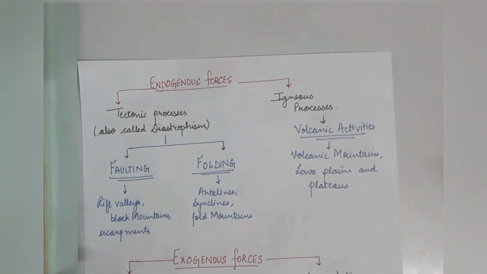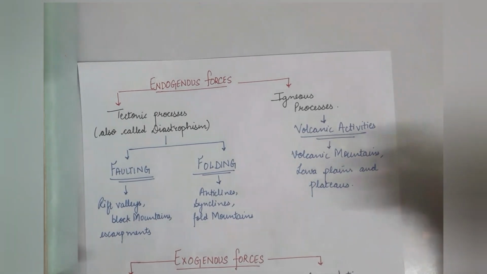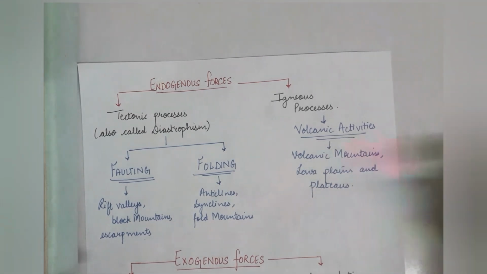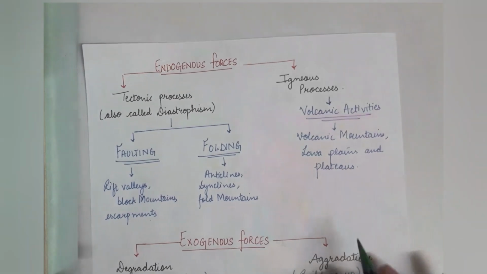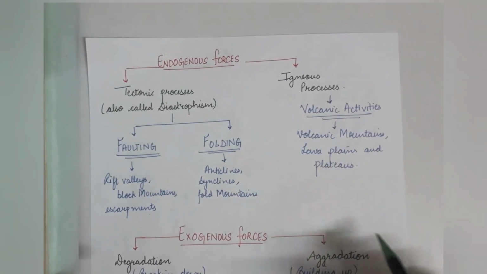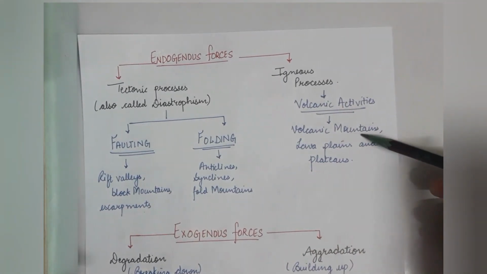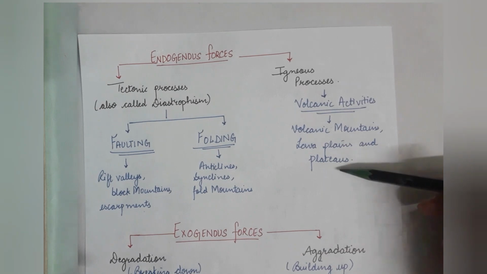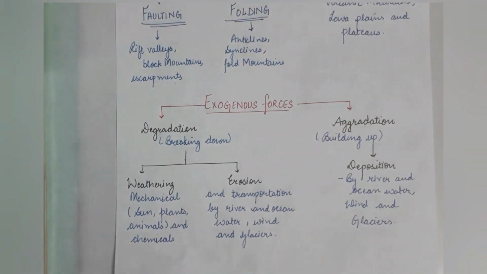Now we will be talking about the igneous processes. The volcanic activities: the volcano is responsible for the formation of volcanic mountains, lava plains and plateaus also. The lava plateaus are talked about over here. So volcanic activities are responsible for volcanic mountains, lava plains and plateau formation. Another type of force which we were talking about is the exogenous forces. They are of two types: degradation and aggradation.